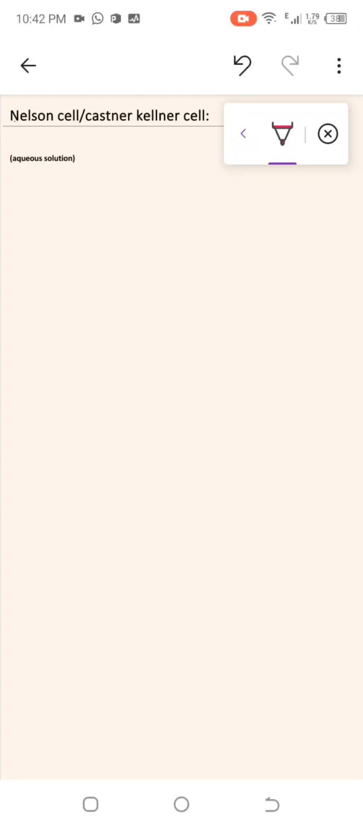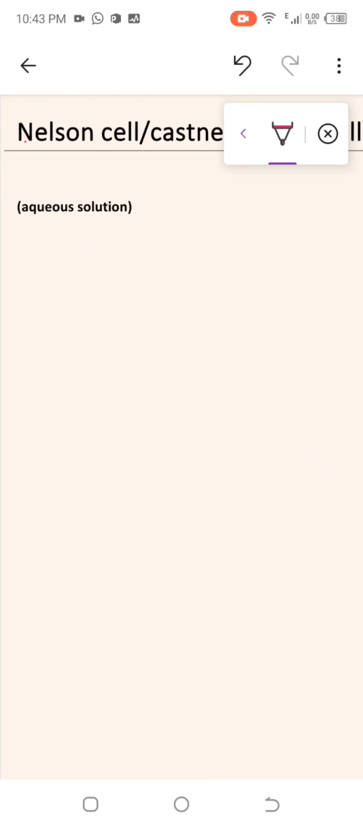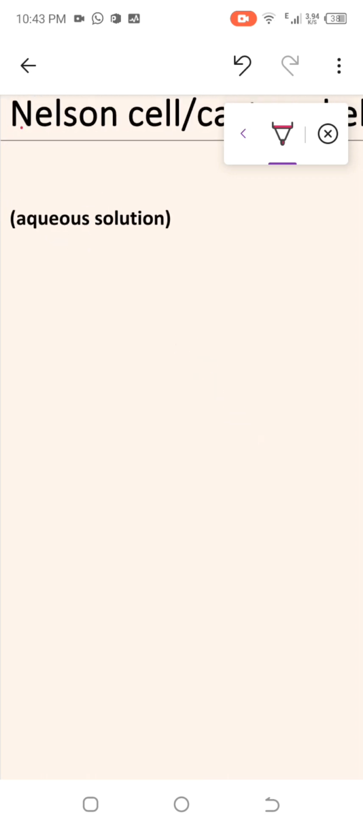So today we'll discuss the Nelson cell or Kellner cell. This is the cell where we will take the electrodes in an aqueous medium. Last time we took the molten state, and now we have the aqueous. So we will discuss the electrolysis of an aqueous solution, and first we will take the example of NaCl.